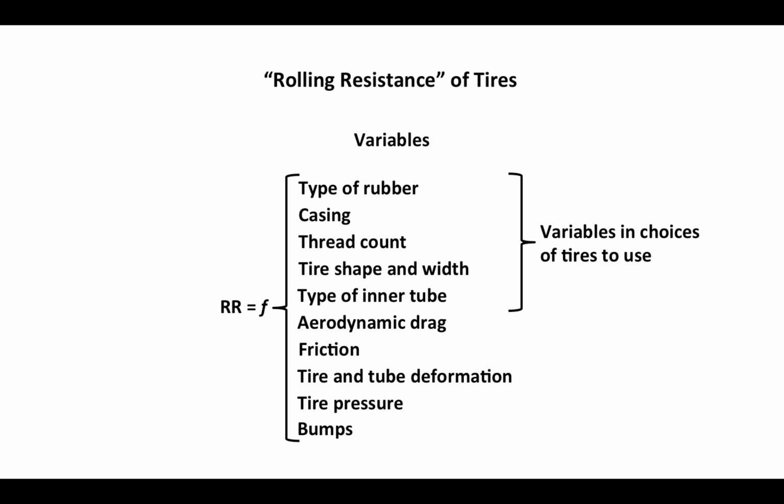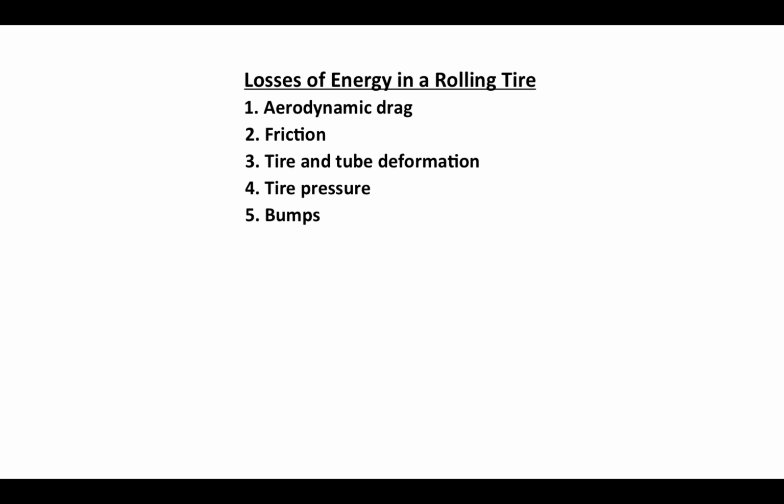But then once you've made your choice, we want to look at the effect on those tires of aerodynamic drag, friction, tire and tube deformation, tire pressure, and bumps. So we will look at these five here as the causes of the loss of energy in a rolling tire. But you'll see that tire pressure is absorbed and included in the discussion of several of the other categories. So we'll really look at four different categories, starting with aerodynamic drag.